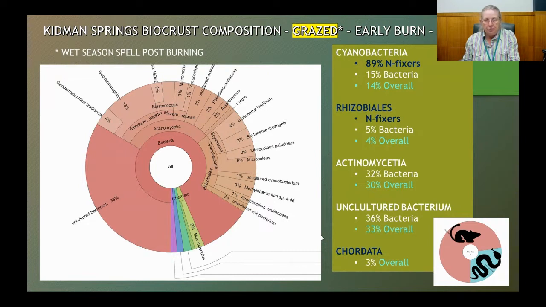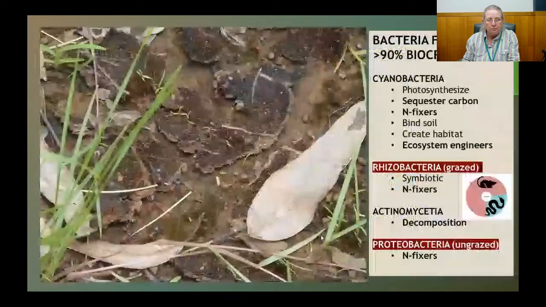Interesting also in the grazed site, we had chordata, which was mice and snakes. So we picked up their DNA as well, so they were there too. Obviously they're on the landscape there, but it just gives you an idea of how fine a picture we're getting with the DNA sequencing.